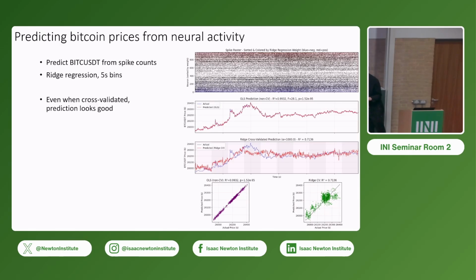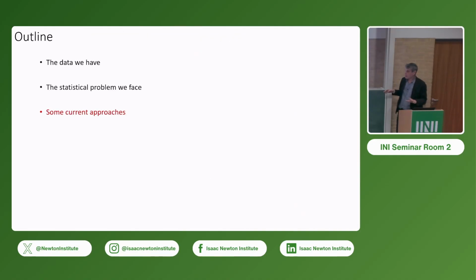It doesn't look quite as good anymore, but we've still got an R squared of 0.7, a very high cross-validated value when we predict cross-validated the price of Bitcoin from the mouse brain. And obviously the mouse doesn't know the price of Bitcoin. So, all right, how are we going to deal with this? And here's what we're currently doing. And again, I'm not making any claim that these are the best things to do. They're just all we really know at the moment.